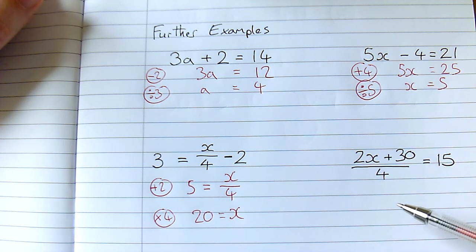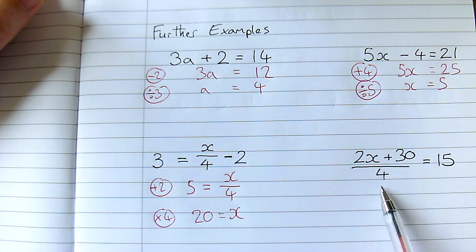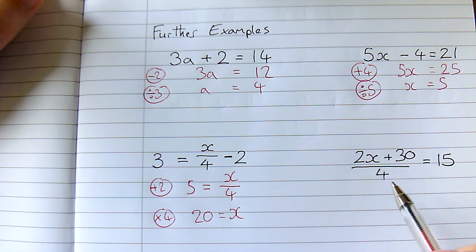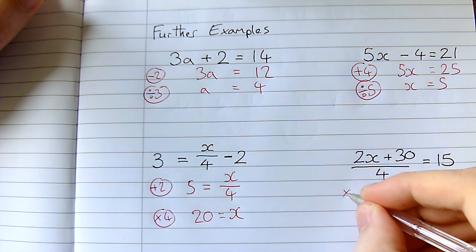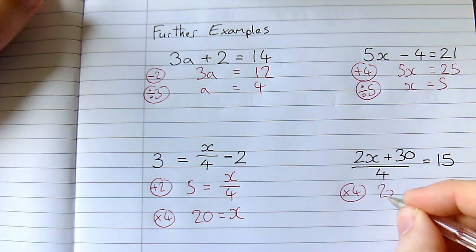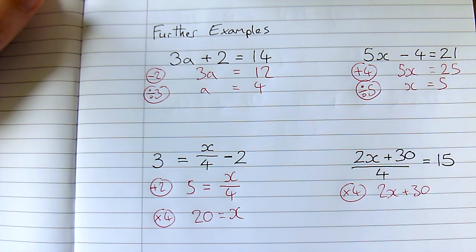Now, for the last one, I have a bit of a more complicated one. 2x plus 30 divided by 4 equals 15. There's actually 3 steps here. A more complicated question. So, reversing order, the last thing to happen here, I'm thinking of a number, I times it by 2, I add 30, I divide by 4. The last thing to happen is divide by 4. Very important you get the order correct. The opposite of divide by 4 is times by 4. So, if I times it by 4, well, the divide by 4 goes away, so that's just 2x plus 30. 15 times by 4 equals 60.